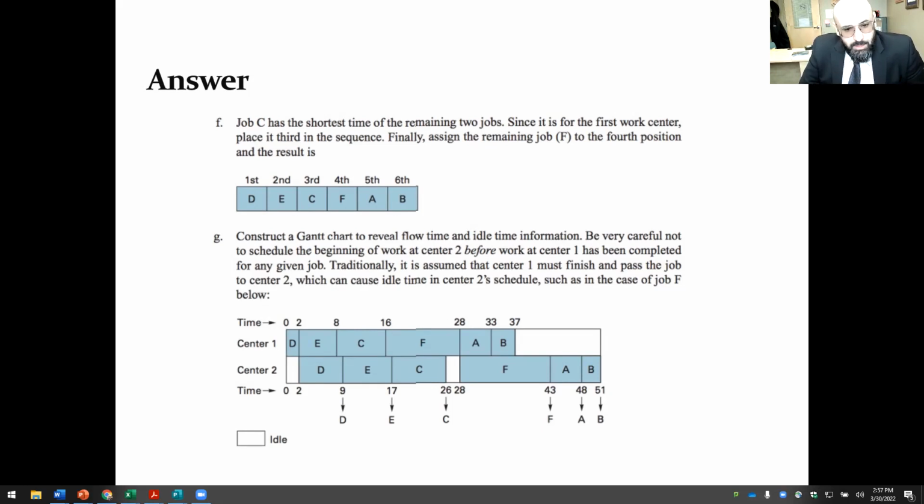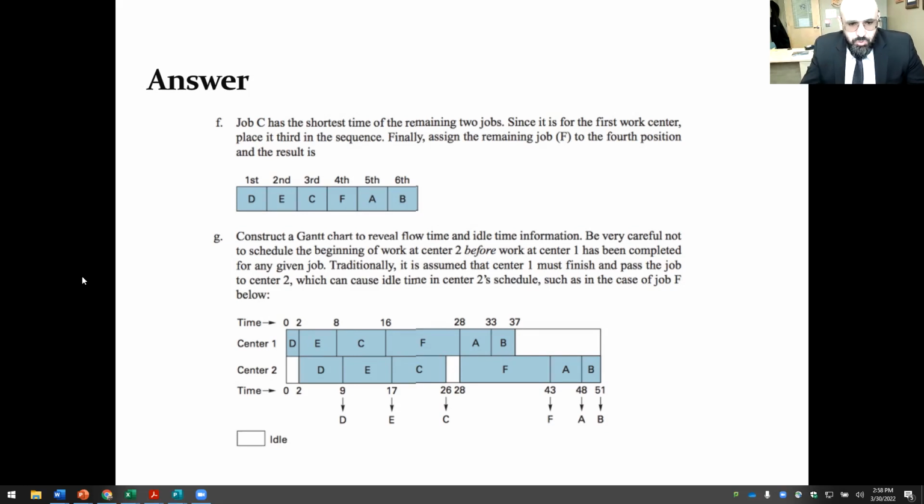And for center 2, we can't do anything on the first 2 days because we have to wait until we finish. So we will receive D on day 2, which will take us 7 days to finish. So that would leave us with we would finish D on day 9. And so on. So now look into the idle time.